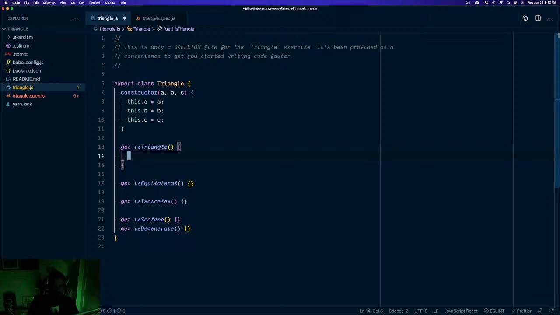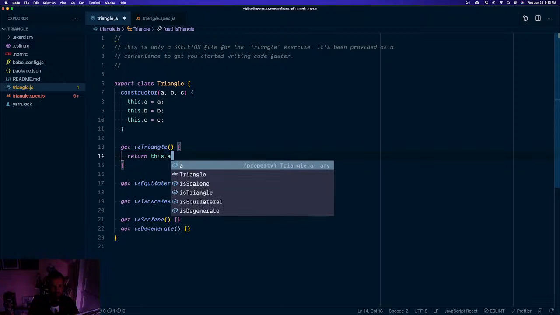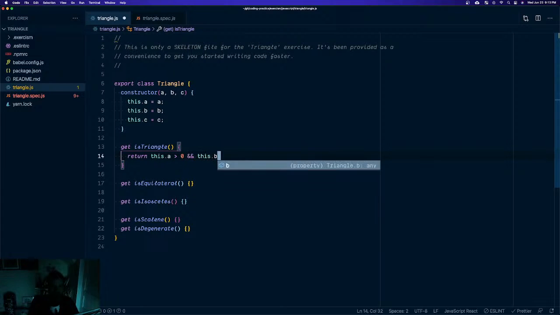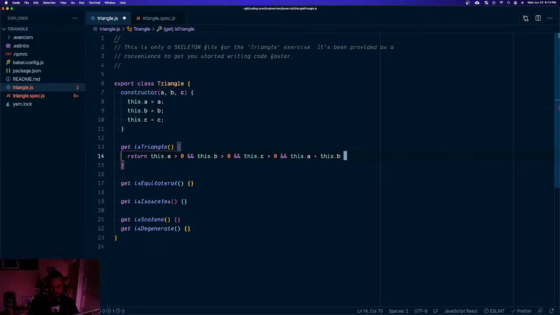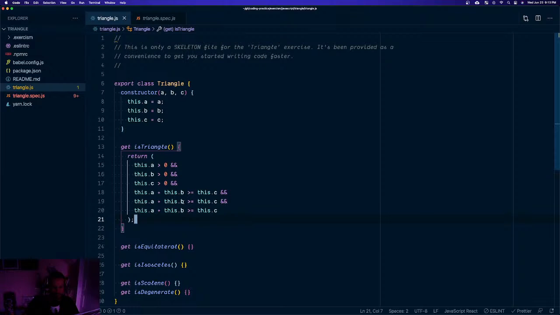So it's a triangle if they're all greater than 0, and the sum of any two is greater than or equal to the third. Pardon me while I type this out. Okay.